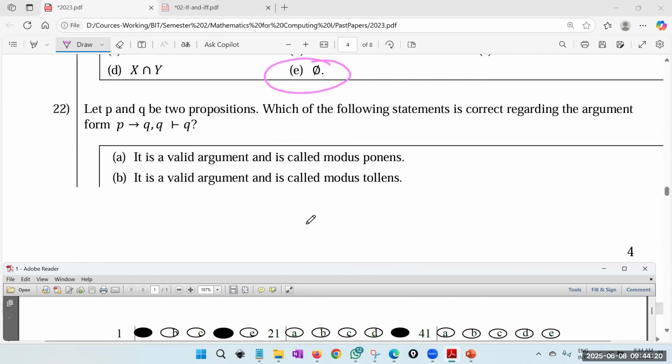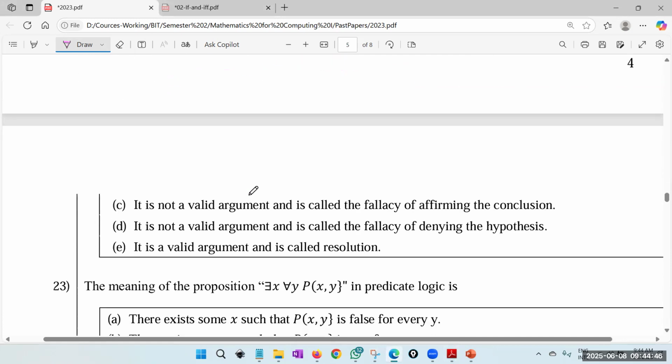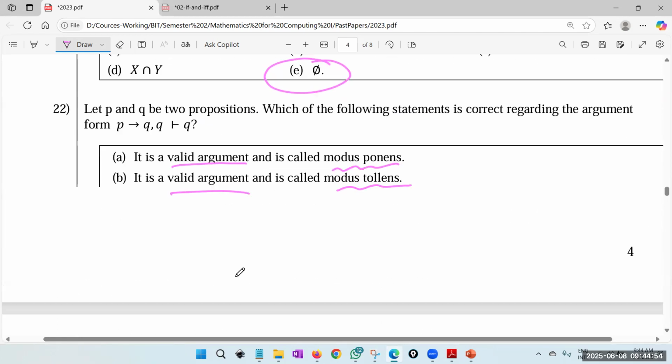22. Let P and Q be two propositions. Which of the following statements is correct regarding the argument P implies Q, Q, therefore Q? Right, valid argument. Oh, they have given some names also. I'm not very sure about these names, but we will at least check whether it's a valid argument. All are valid arguments, but they have given it a name, which we never discussed, right?